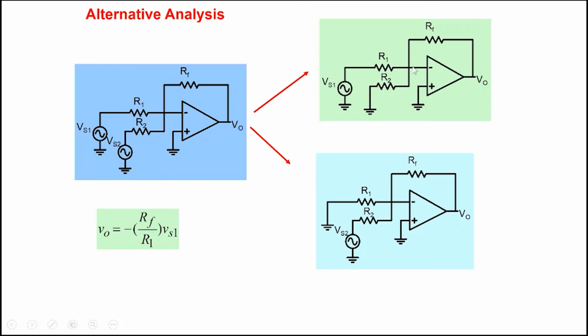Note that R2 will not bother, this node is 0, and so R2 gets shorted out. And so it's just like a normal inverting amplifier. So that's why I've written minus RF by R1 Vs1. In the second one, R1 gets shorted out, this is 0 here. So this will be equal to minus RF by R2 Vs2. So this will be equal to Vs2, not Vs1.